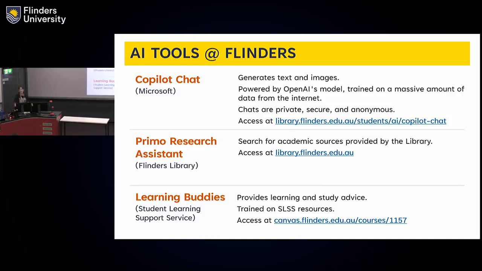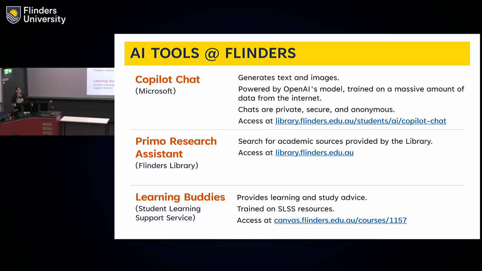You talked about ChatGPT, very common, something that a lot of us have tried or use regularly, but there's a set of tools that we use at Flinders as well that Flinders provides. So some of them we subscribe to, some of them we even have created ourselves. So Copilot Chat is an example of something that you all have access to, that Flinders subscribes to. And like some of the tools you've used before, it generates text and images. It's powered by OpenAI's model, trained on a massive amount of data from the internet.